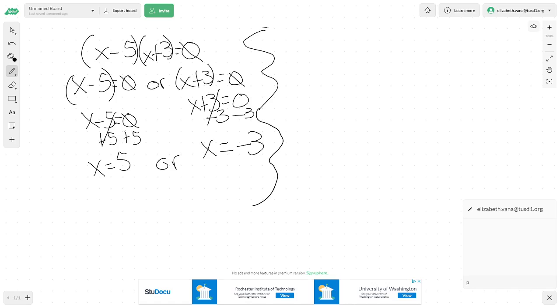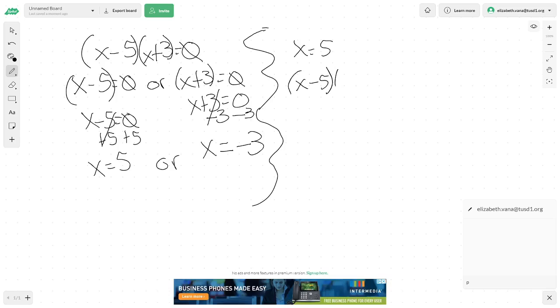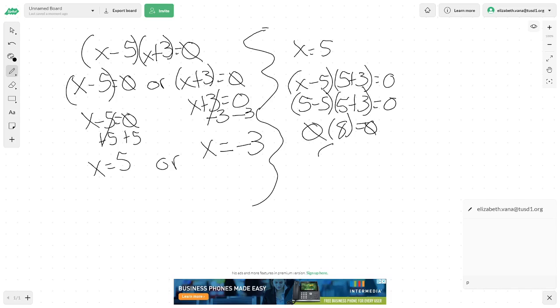Now, if I wanted to check to make sure that I got the right answers, then I'm going to plug in these values. So when x equals 5, I have (5 minus 5) times (5 plus 3). 5 minus 5 is 0. 5 plus 3 is 8. 0 times 8 is 0. That's a true statement, so that would work.